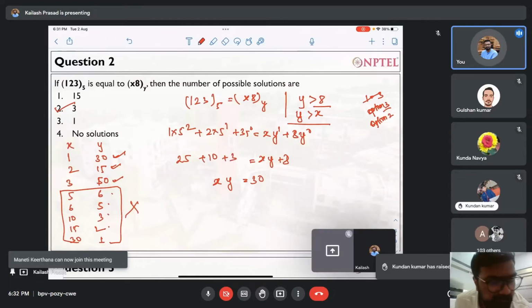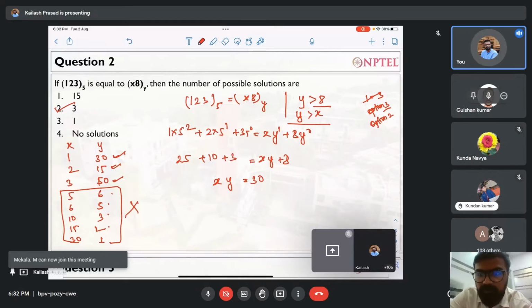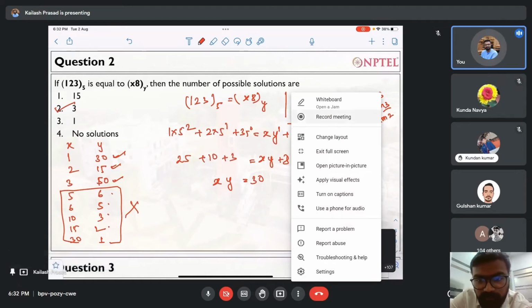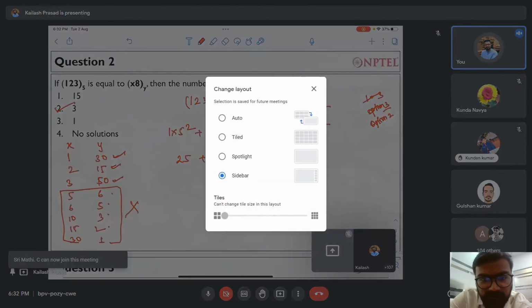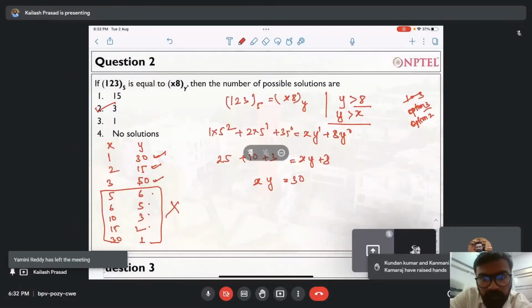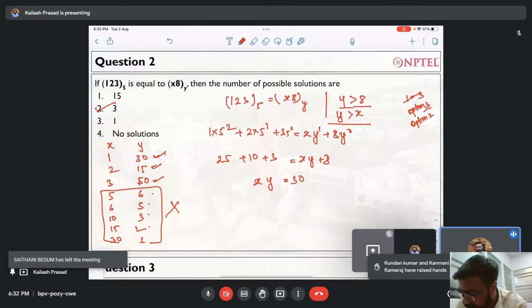I hope my screen is visible again, right? Why is it not 8, why is it 3? Anybody wants to answer? Because, sir, y is greater than 8. Right. So the answer to this question is that y has to be greater than 8, so this constraint has to be taken care of.